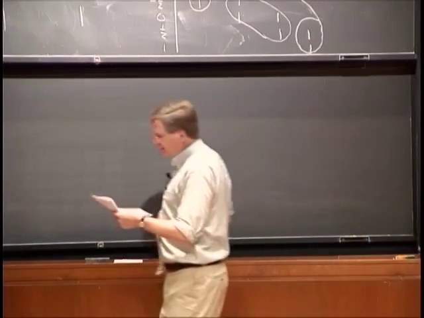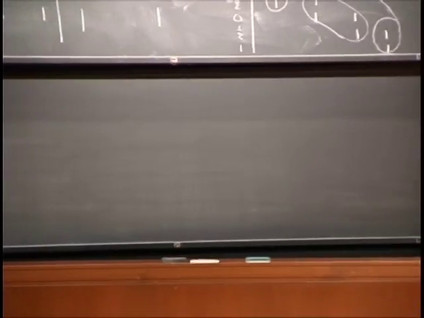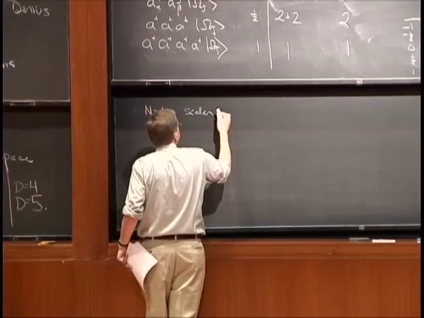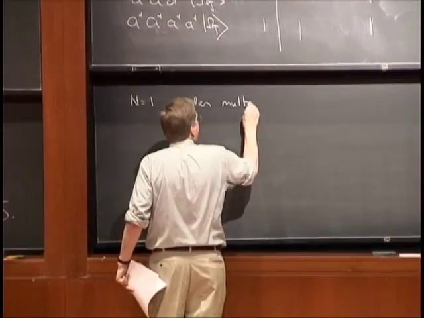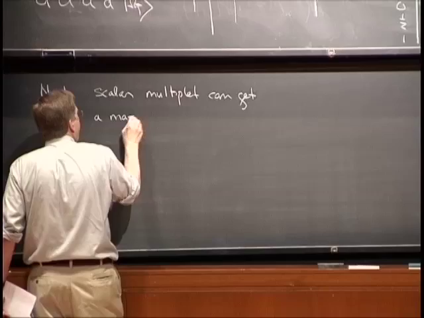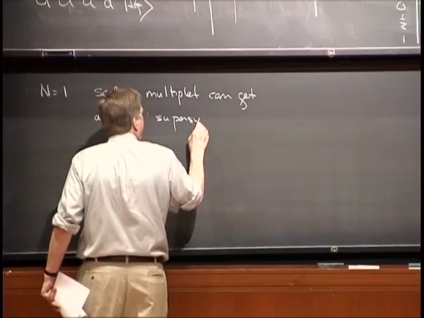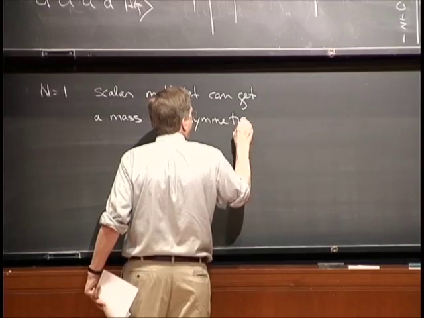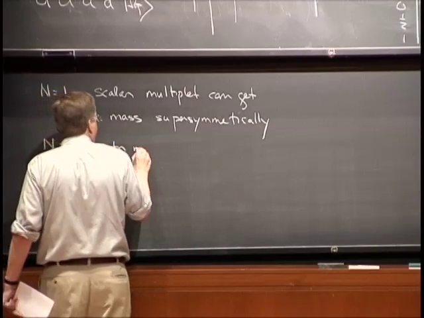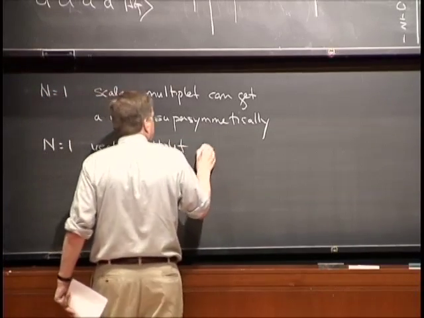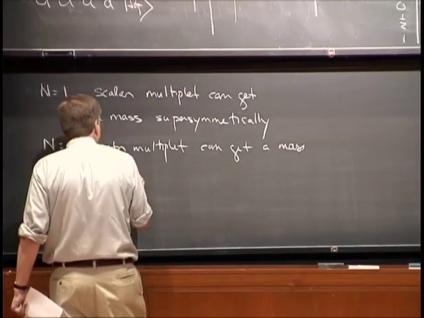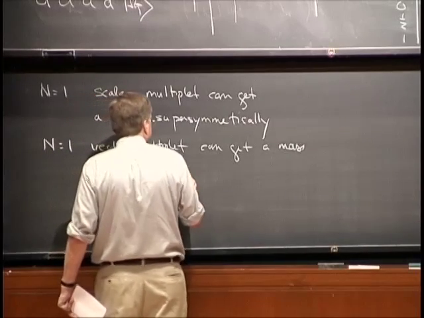In fact, that's so important, I'm going to write it down. The n equals 1 scalar multiplet can get a mass supersymmetrically. The n equals 1 vector multiplet can get a mass by eating an n equals 1 scalar multiplet.